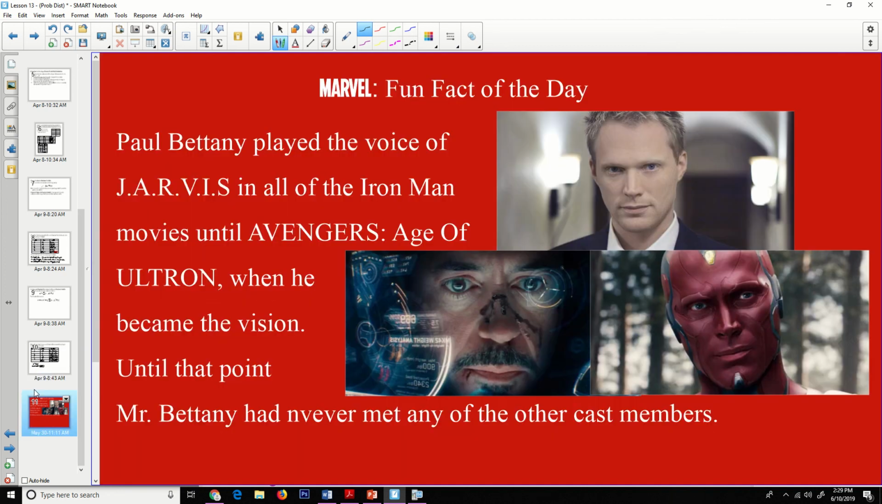So, Marvel fun fact of the day: Paul Bettany plays the voice of Jarvis in all of the Iron Man movies until Avengers: Age of Ultron, when he becomes the Vision. Until that point, Mr. Bettany had never met any of the other cast members. He was only a voice-over actor.